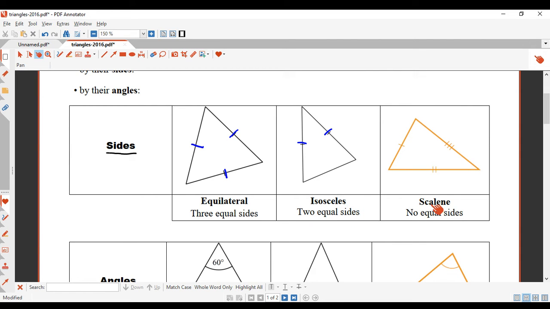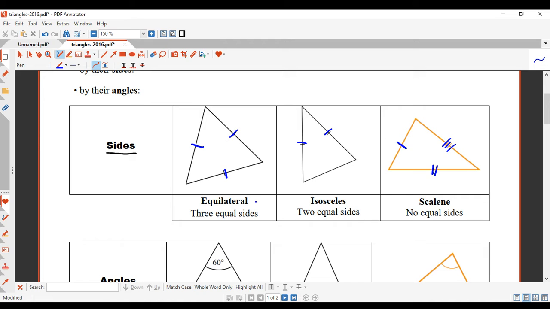What about a scalene triangle? Well, a scalene triangle has no sides which are equal in length. Now, how do we show that on the diagram? Well, I can't use a single dash for each side because that means they're all equal. So I've got to use a different number of dashes for each side. So one dash for one side, two dashes for another side, and then three dashes for the third side, right? Because each side has a different number of dashes, it means that they're different lengths, okay?